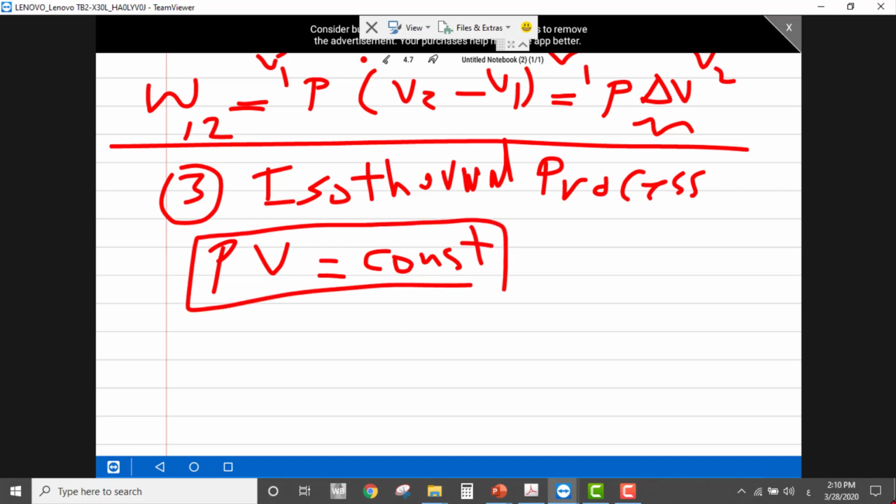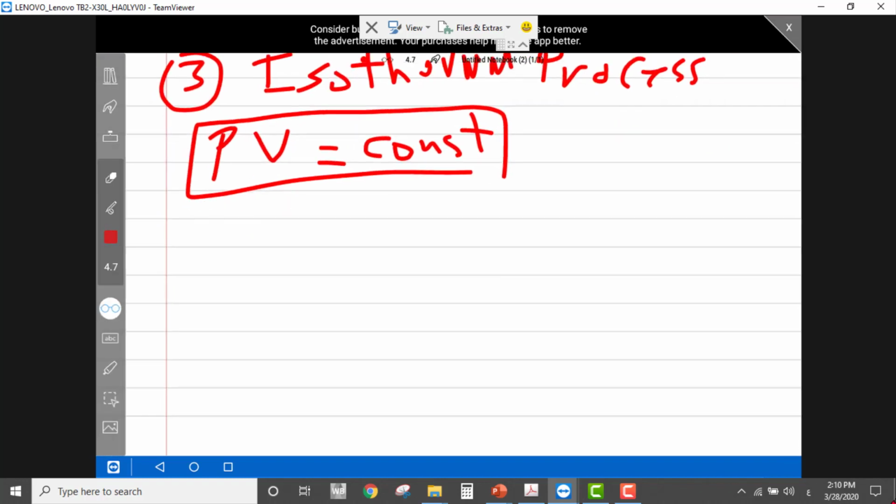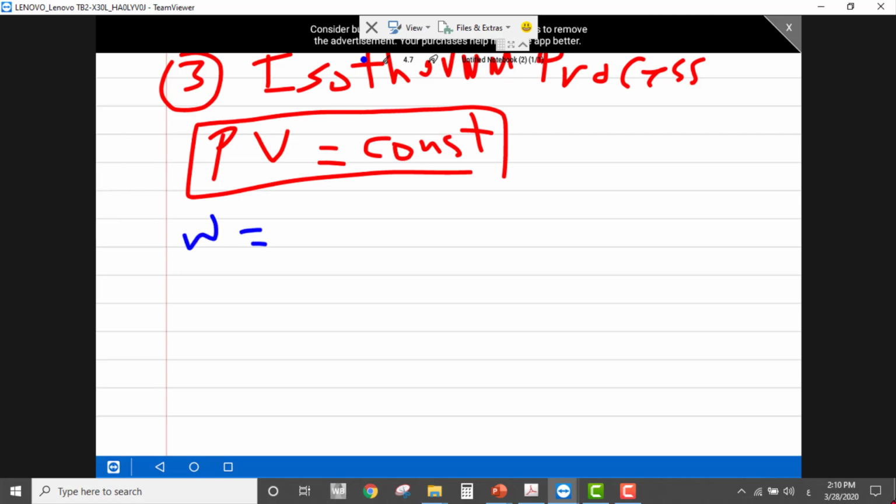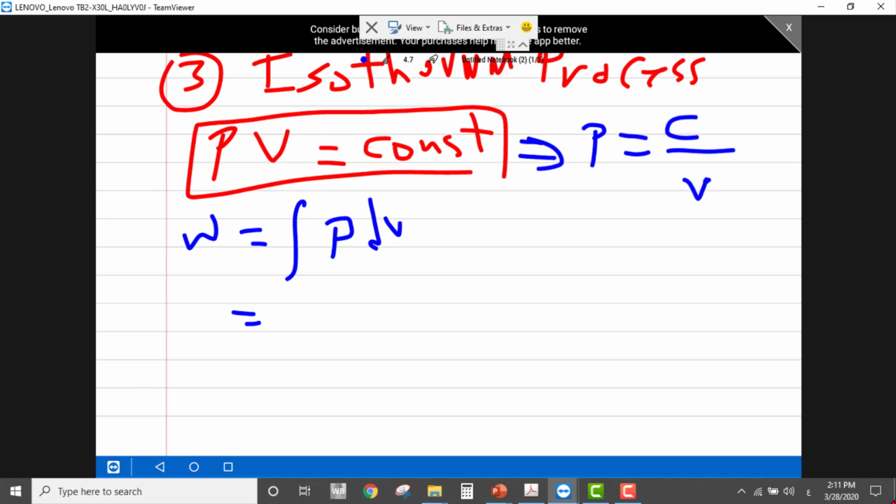So in the first process, V is constant. In the second one, P is constant. Here, the multiplication P multiplied by V equals a constant value. Now, if we start with the definition, W here equals the integration of P dV. Or instead of P, in terms of V, what do we have? Constant over V. So here in the integration, instead of P, I can substitute C over V, dV.